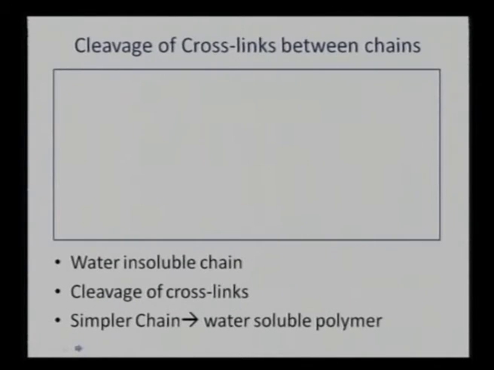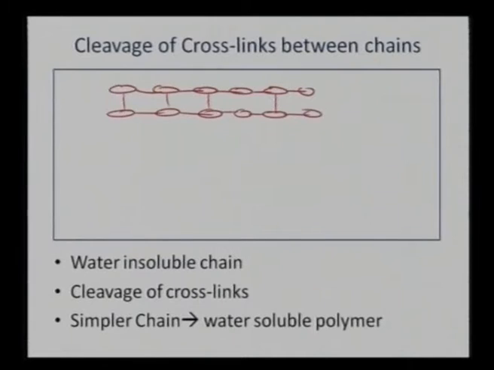And in the first case we can see the cleavage of the cross link, which can also occur between the chains. We have a particular polymeric chain, and it might have certain cross linking with the nearby chain. So this is the main chain, and it has certain cross links out here, and this is the overall polymeric chain. These cross links are basically responsible for the overall polymer becoming very water insoluble. So in this case we have a water insoluble chain.